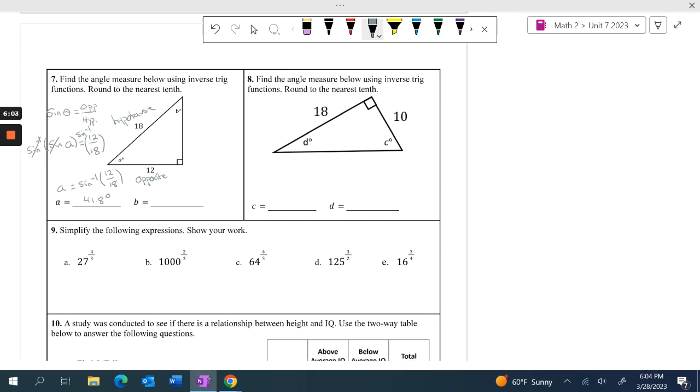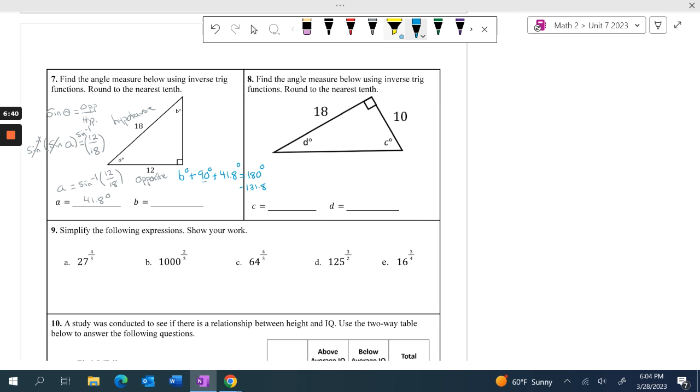Okay, now to find B, once we know what A is, is very easy. The reason is because I know the three angles in a triangle add up to 180 degrees. So what that tells me is that B plus the given 90 degrees plus the A angle, which is 41.8 degrees, those three angles have to add up together to equal 180 degrees. Okay, and then I use this equation.